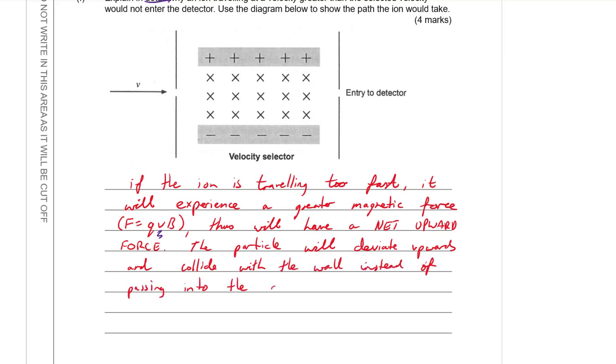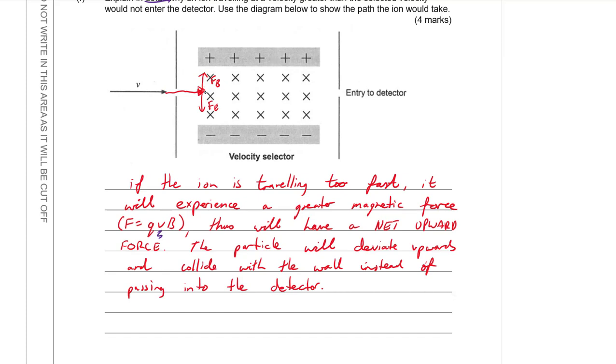So if I was to draw that diagrammatically, I'd draw the path of the particle. I wouldn't expect you to do this, but I'm just demonstrating here. It's got a downward force, which is due to the electric field, and it's also got an upward force due to the magnetic field. Now, if both of those are equal, then its path will follow through and it will go into the detector.